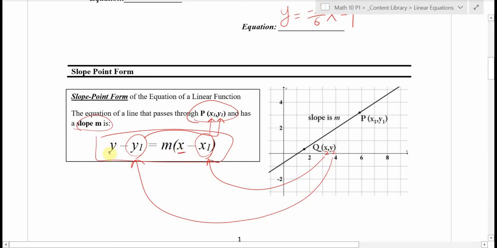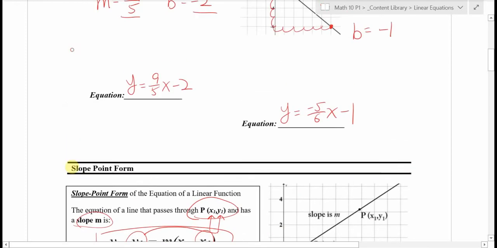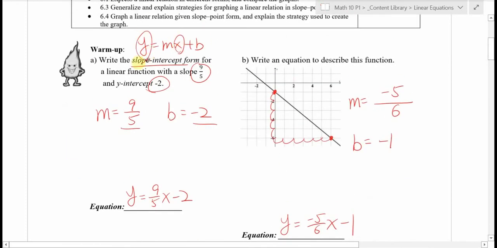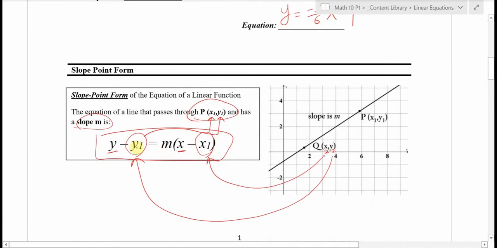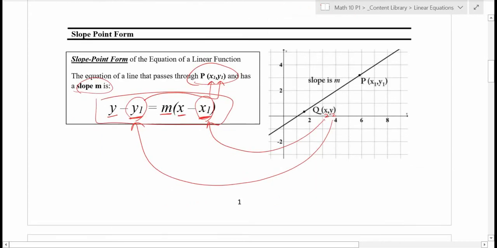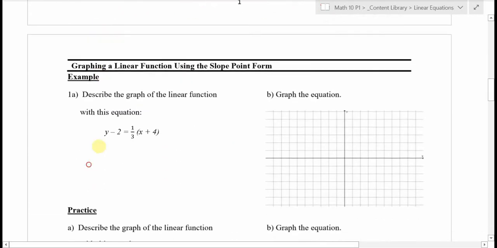So the x and the y here are just like our x and y in the other form. They are always just x and y, they don't change. However, y1 is a value, x1 is a value, and m is the slope, obviously, so that is also a value. So that's the slope-point form. Let's take a look here.